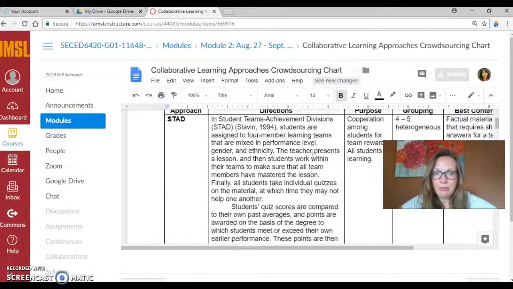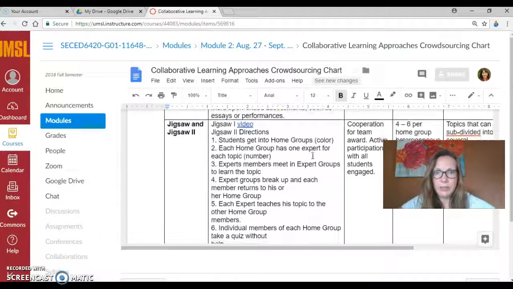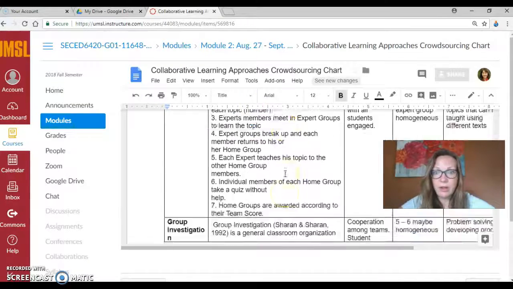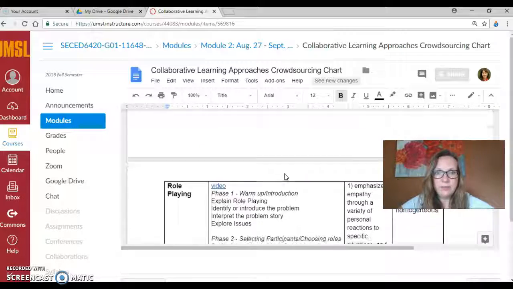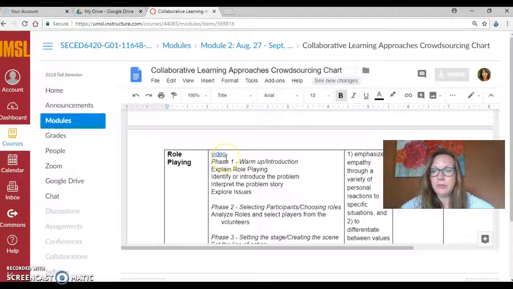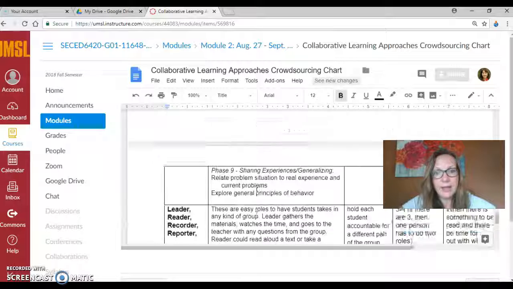You can read about different approaches to collaborative or cooperative learning. There's a video here about Jigsaw that you can watch. Think, Pair, Share, Numbered Heads Together, role playing. Some of you said that you wanted to learn more about drama-based pedagogy, and role playing is one form of drama-based pedagogy. So you can see this video and see the phases of how you can enact that in your classroom.